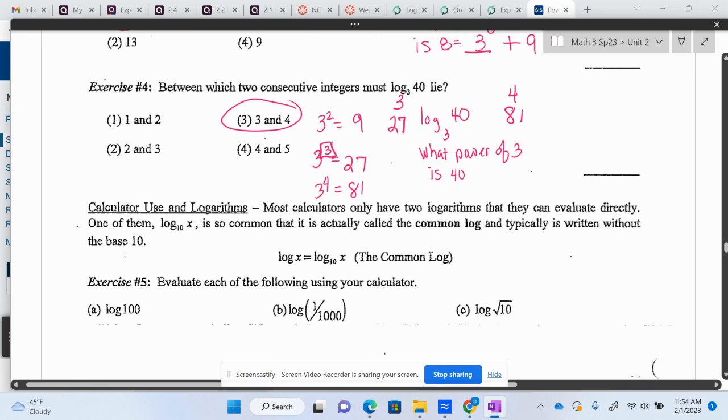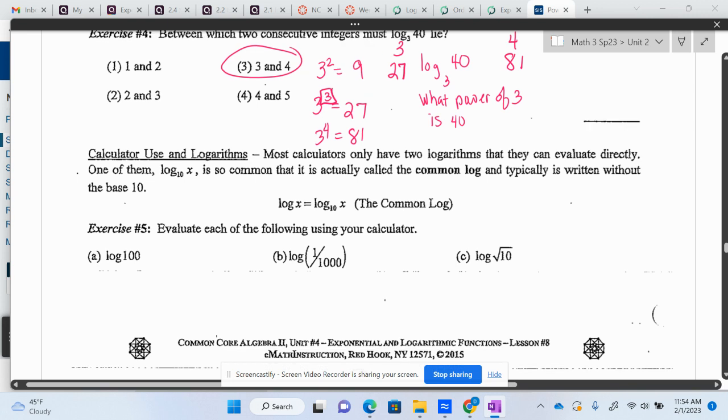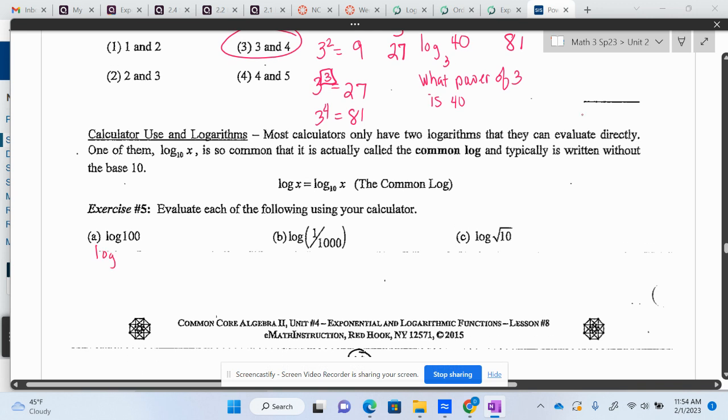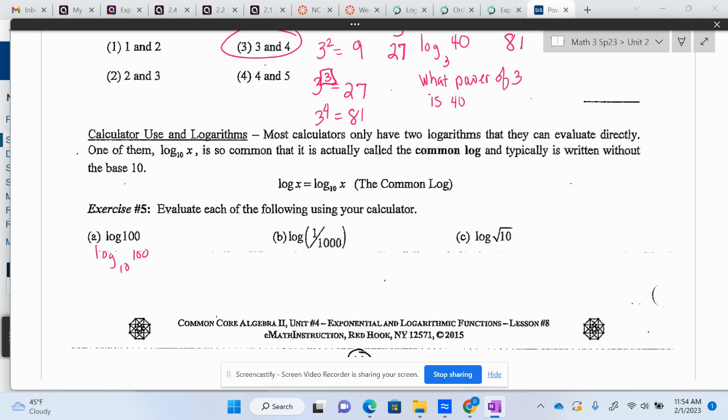So log 100, this is the same thing as saying log base 10 of 100, and we just don't write it because it's base 10. That's our number system. Our number system is base 10, but it really means 10 to what power is 100? So this is 2.